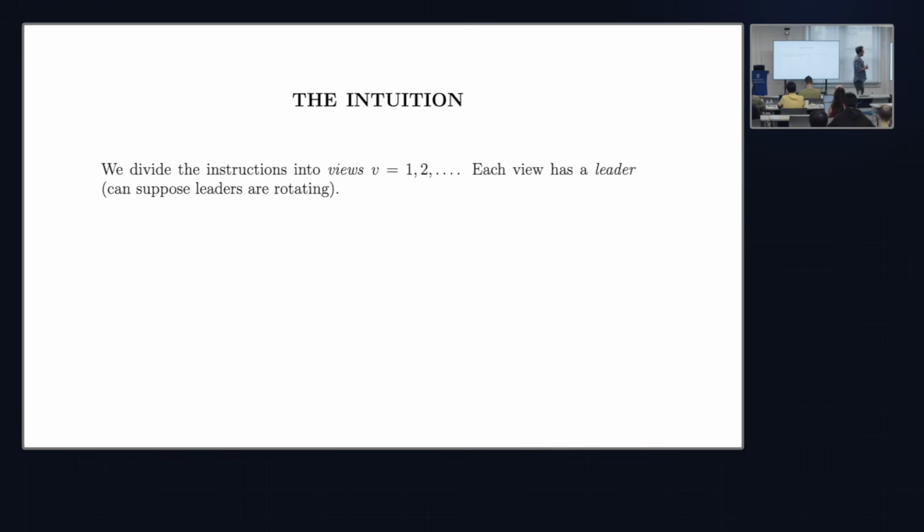Here's the intuition then. We're going to divide the instructions into views: view 1, view 2, and so on. Each view has a leader. It doesn't really matter, but for the sake of being concrete, let's suppose that the leader is just rotating. So P1 is the leader of view 1, P2 is the leader of view 2, and so on. Obviously, once you get up to Pn, you just rotate back to the beginning.